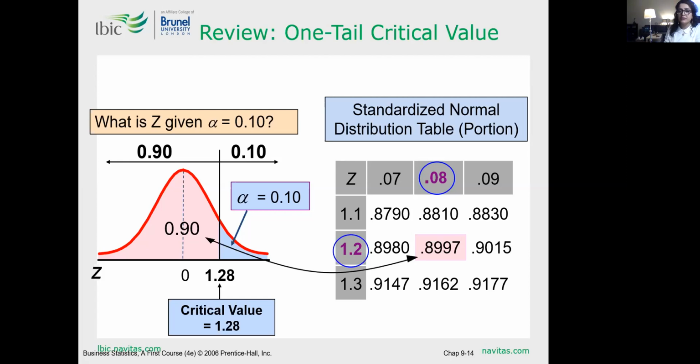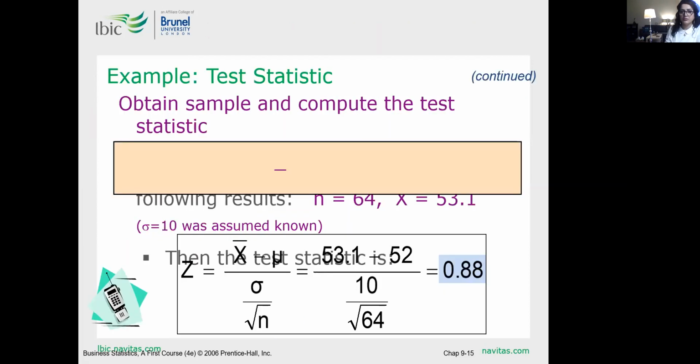So in a one-tail test, the critical value can be obtained from the standardized normal distribution table, right? You can find it from here, and then you would be able to say what the critical value is. We have a confidence level of 0.90, and we have this value which shows the probability of this part. Then, based on the z-score, we can calculate.